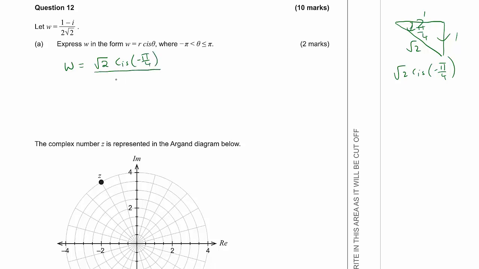over 2 root 2. So we can cancel those root 2's and we get a half cis negative pi by 4.